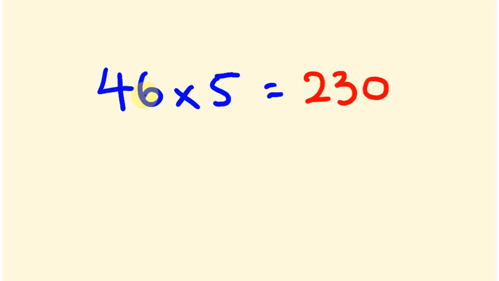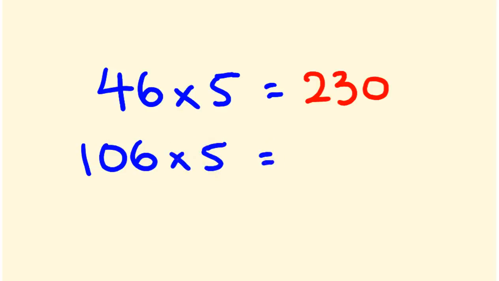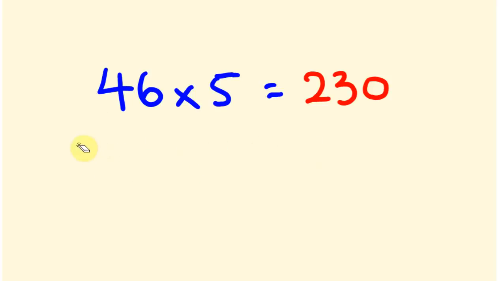What about another one of these? What if you got asked the question 106 times 5? Same sort of thing. We're going to halve our number, half of 106, which is 53, and we put a 0 on the end. Okay, so the answer, 530. Pretty basic, right? What about I give you one more of these? I'll show you the slight variation with this, and I'll tell you why this works. So let's have a look at this.